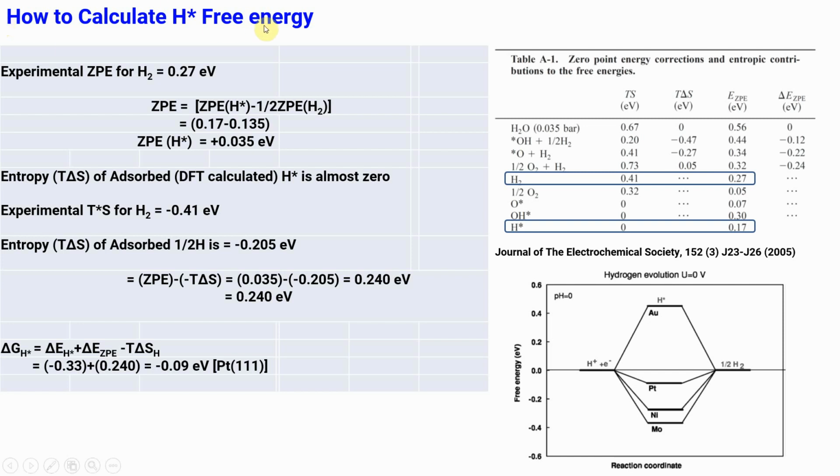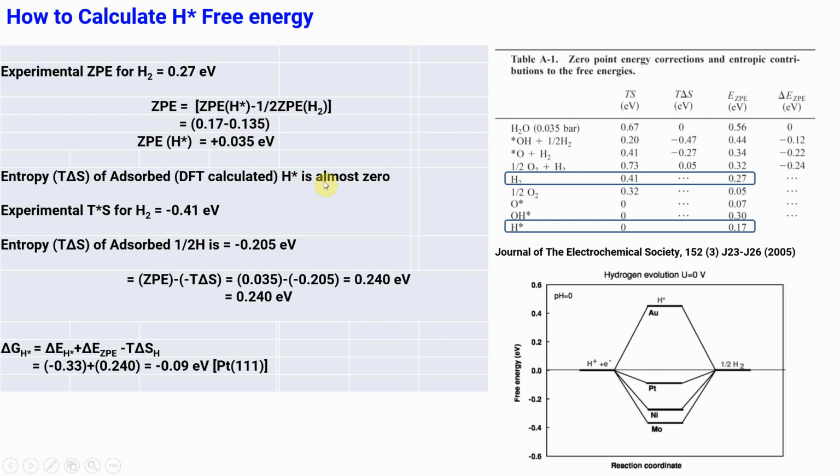So in this slide, I'm going to tell you how to calculate the hydrogen adsorption free energy. The experimental zero point energy of H2 is 0.27. We already calculated it. In order to get the exact zero point energy of the adsorbed hydrogen on the metal surface, you need to subtract half of the experimental zero point energy from the calculated zero point energy. If you subtract, you will get the exact zero point energy.